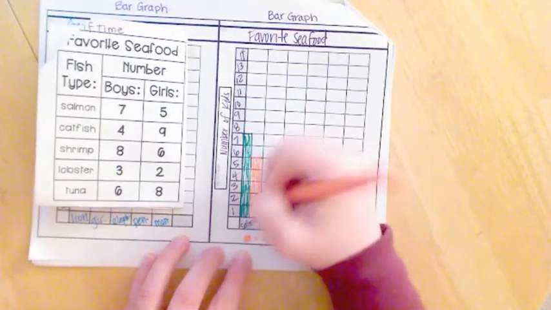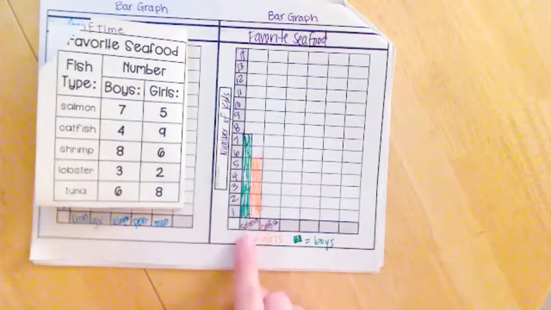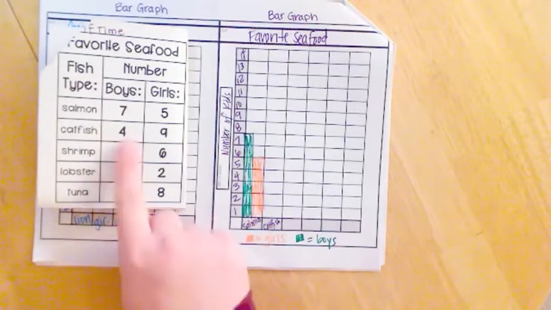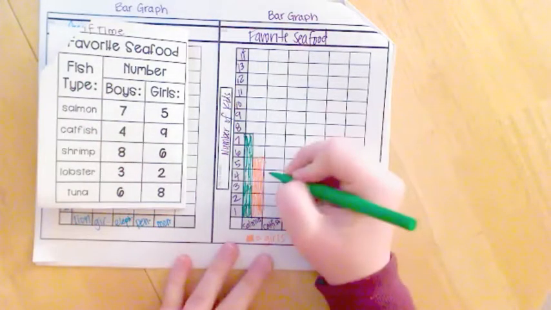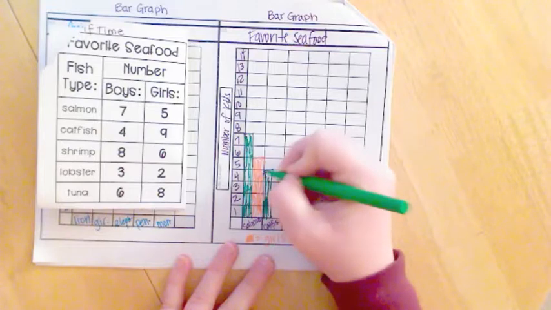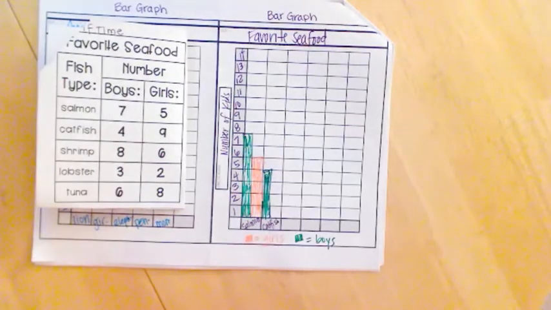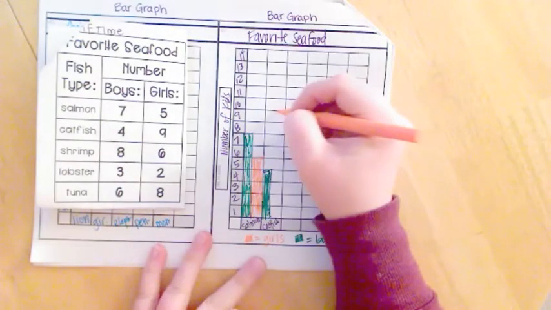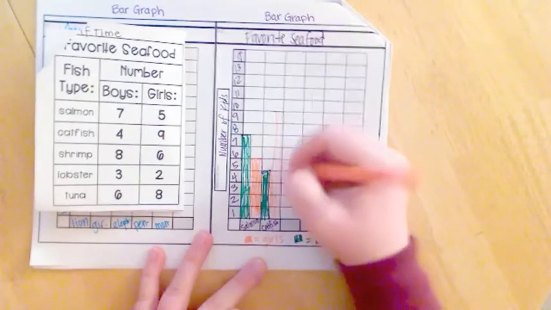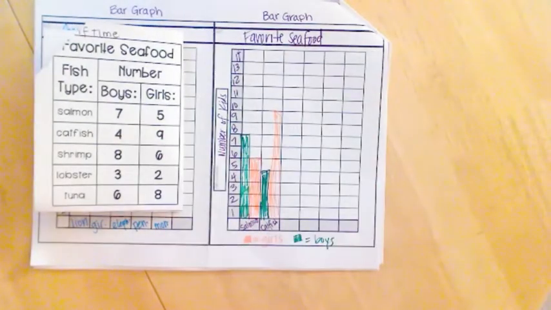Okay, see how I did that? I'm still using 1 category here for salmon, but I did a double bar graph showing boys and girls. Then I'm going to go to catfish, 4 boys like catfish. Only using half, coloring that in. And then 9 girls, all the way up to 9 for girls. And color that in. Color is the easiest way to show a double bar graph, but that's kind of how you do that.